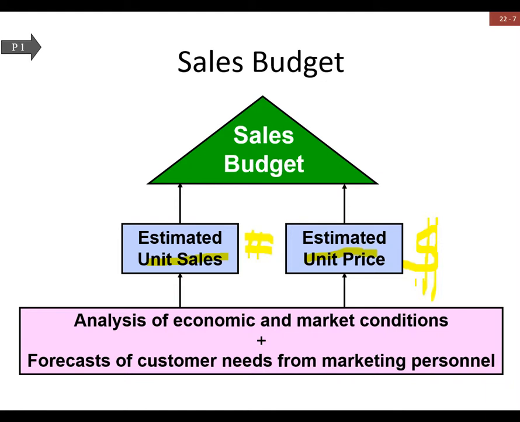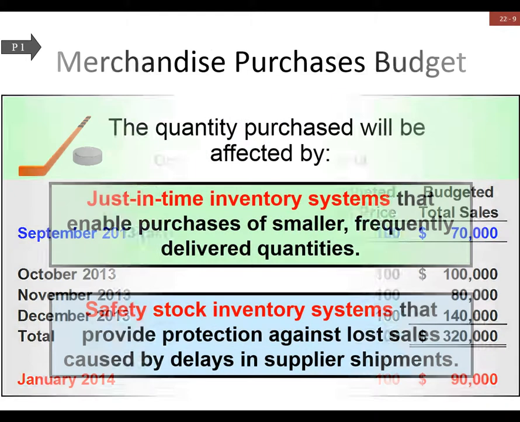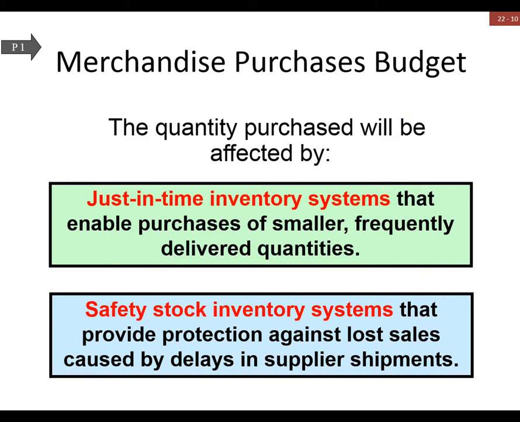We base this off of several things: economic and market conditions. It depends on the company, whether they run counter-cyclical to the economy or in line with the economy. What market are you operating in? What industry? What are the trends there? Also customer needs: what is demand looking like for your market? All of that goes into the sales budget. It tells us how many units we're going to sell and what price we can charge, and that'll get us our sales amount.